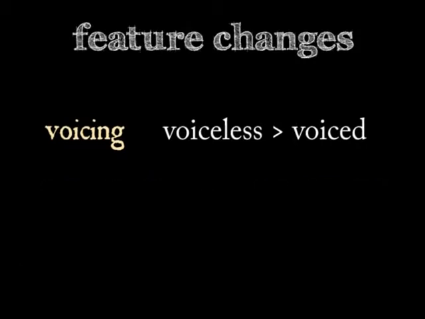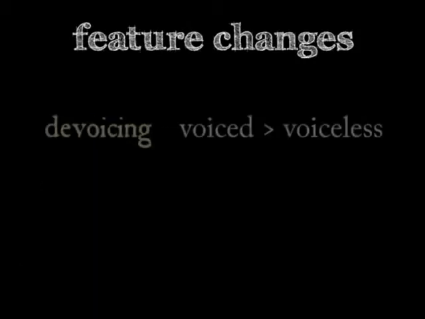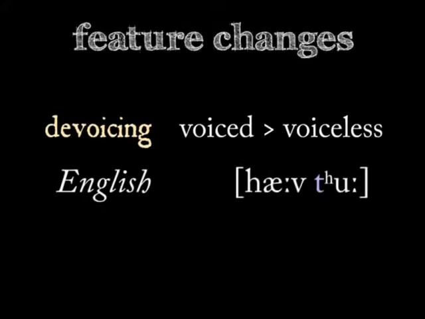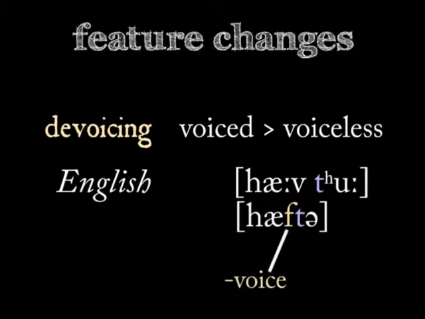If the assimilated phoneme is voiced, does it pick up the feature voiceless from the other sound, or from being at the end of a word? That's the opposite phenomenon called devoicing. So the word have ends in the voiced phoneme v. The word to begins with the voiceless t. Some speakers devoice v to f when they pronounce the expression have to as "hafta."